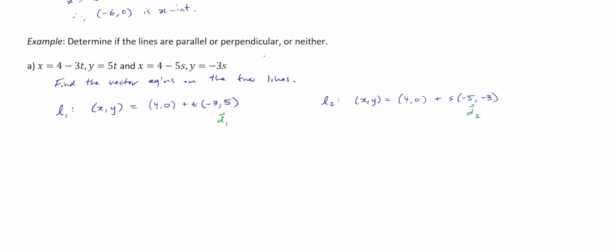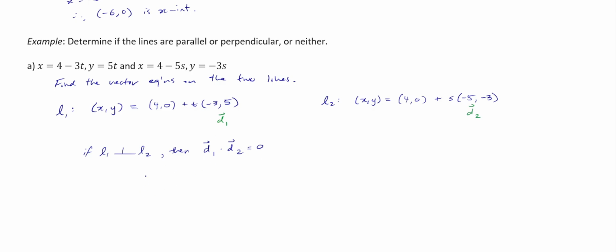Okay, so I'll start with perpendicular. If L1 is perpendicular to L2, so if these two lines are perpendicular, then the dot product of their direction vectors should equal 0, right? If the lines are perpendicular, then the direction vectors are perpendicular, and therefore the dot product of those two vectors should be equal to 0.